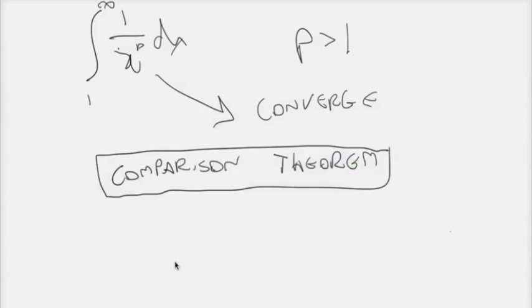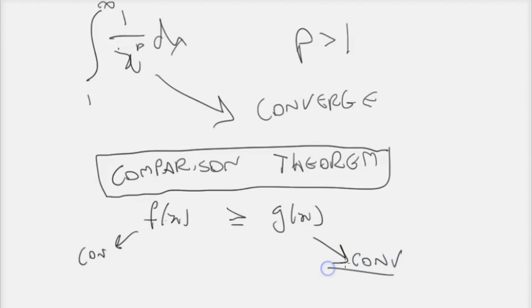The convergence theorem tells us that if we have two functions, f of x and g of x, and over some interval, f of x is always greater than or equal to g of x, if f of x converges, then g of x has to converge as well. And kind of the opposite goes. If we have this setup and g of x diverges, and g of x is the smaller function, then f of x, which is always greater than or equal to it, has to diverge as well.